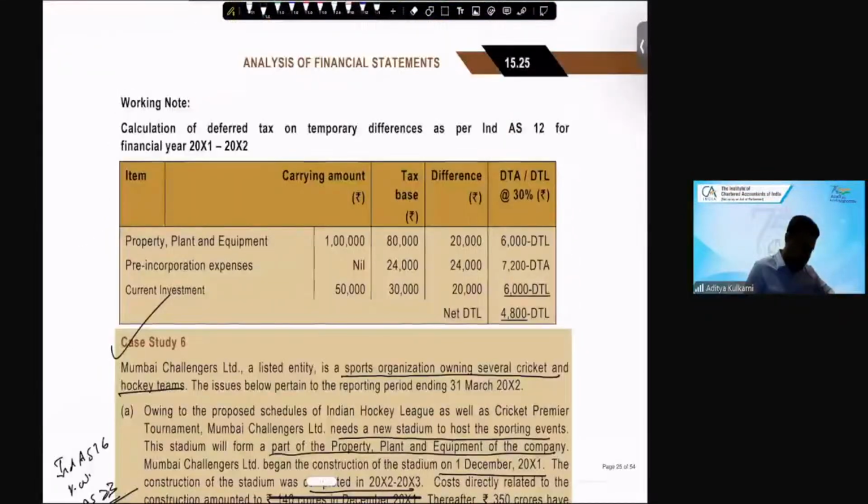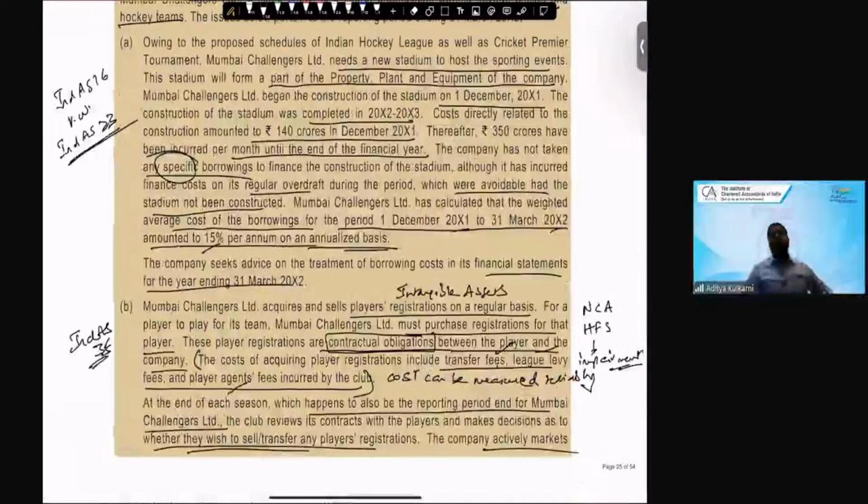Part B. The company is involved in buying and selling players' registrations, quite similar to the IPL that happens, right? So each player, when you buy a player, what does it mean? You are entering into a contractual obligation with that player. That player will play for your club, and in return, you are obligated to pay the money to him. So in this case, the player registrations are contractual obligations.